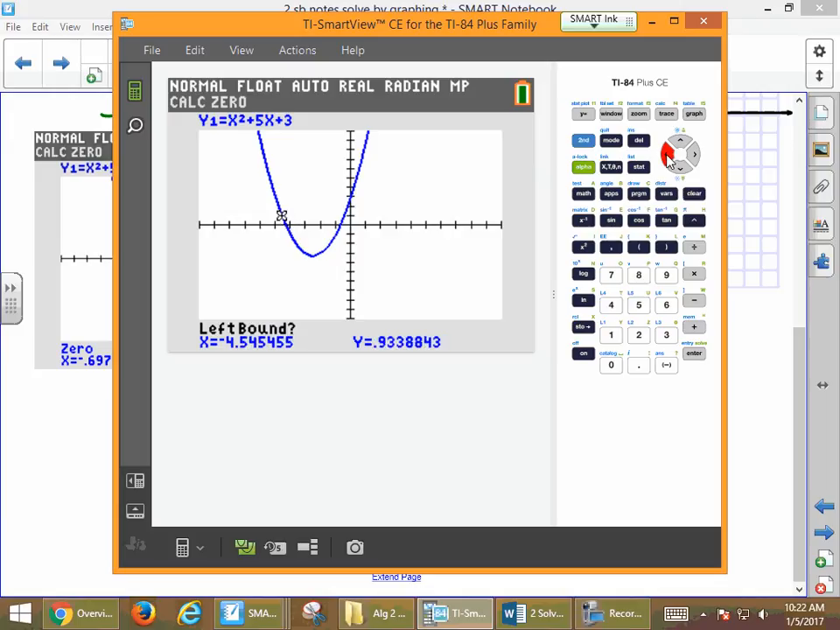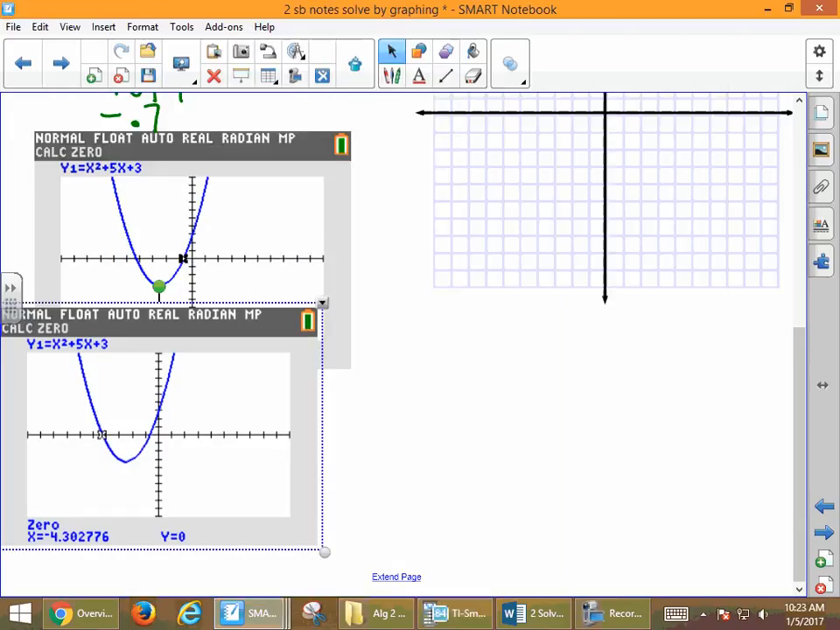So somewhere around there. Again, your numbers at the bottom of the screen do not need to be the same as mine. Press enter. And then we're going to go a little bit to the right. Your numbers don't have to be the same as mine. But when we guess, there's going to be our other 0 of the function.